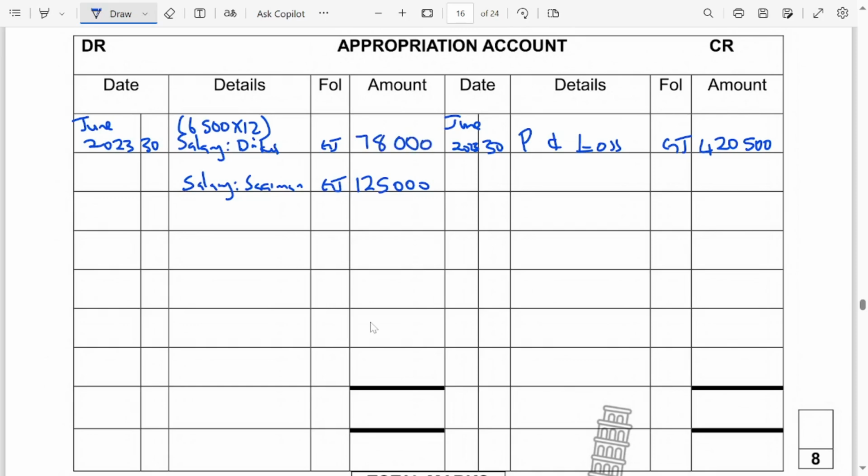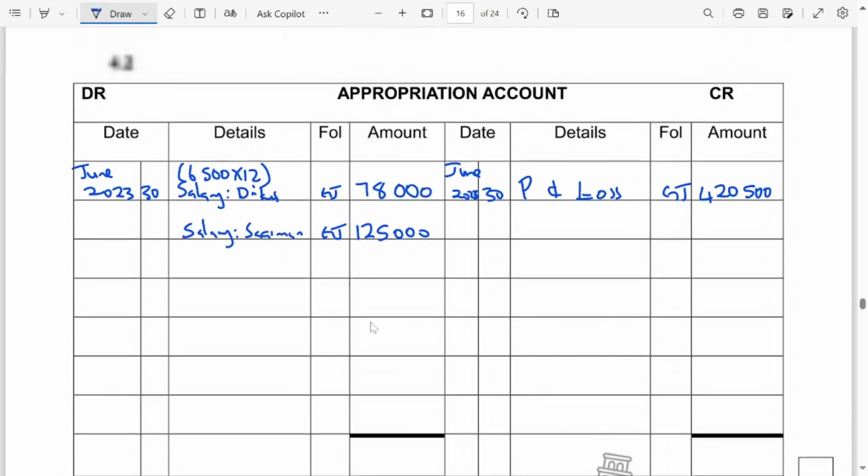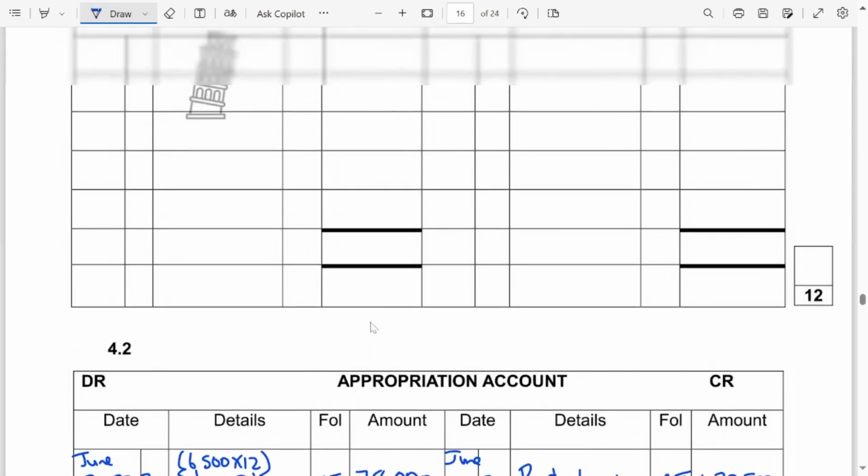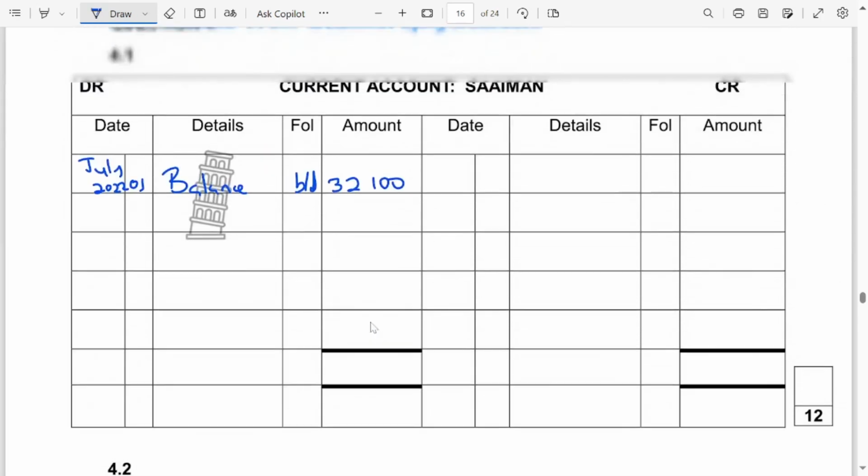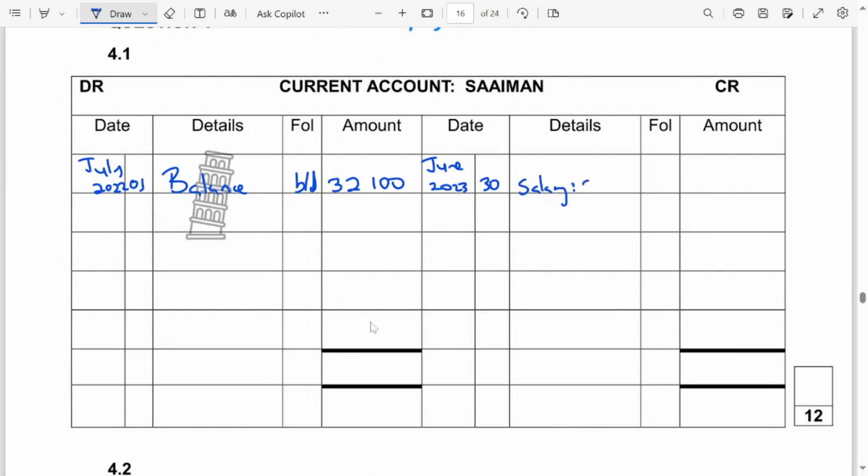Right? Then also, we must go and record the salary of Seaman. Now, in the appropriation account, where do we record the expenses of the partners? Where do we record them? So we record them on the credit side. So the expense of Seaman is a salary for Seaman. It is 125,000. Right?